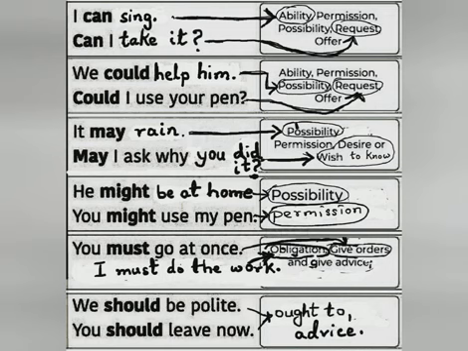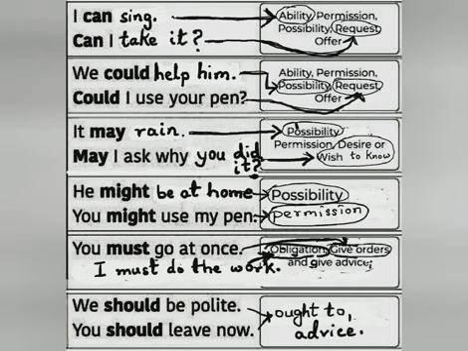Instead of should, we could have used ought to also. It implies the same thing. It means the same thing, that you ought to be polite, or we should be polite. So there is a necessity to be polite. You should leave now. Here, an advice is being given.